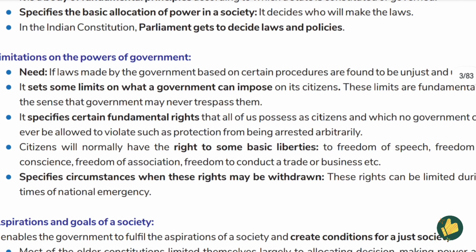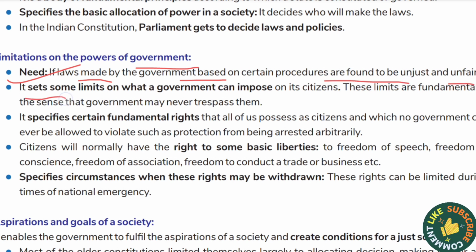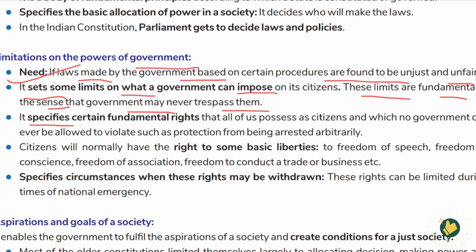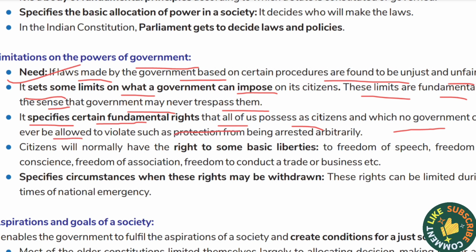So, what are the limitations on powers of government? The need is that if laws made by the government based on certain procedures are found to be unjust and unfair, it sets some limits on what the government can impose on citizens. These limits are fundamental in the sense that government may never trespass them. It specifies certain fundamental rights that all of us possess as citizens and which no government can ever be allowed to violate, such as protection from being arrested arbitrarily.